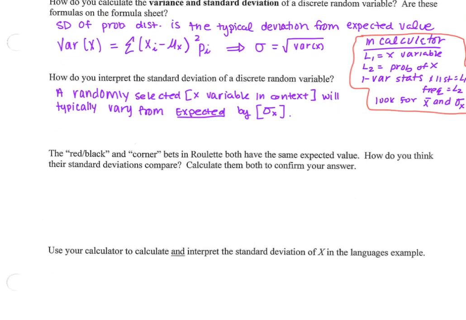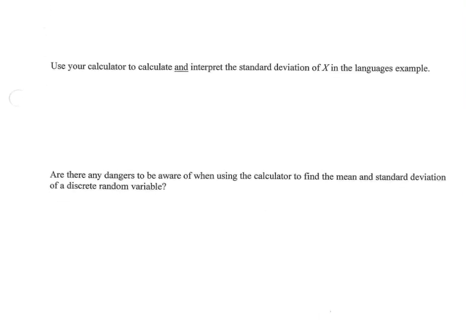So let's go back to the languages example. We're going to calculate and interpret the standard deviation of the languages. So from the previous page, we got that the expected value was 1.457. And sometimes they'll use the notation mu of x. So just be aware of that, especially inside formula sheets. We're going to do it by hand once, and then you can pause and try it in your calculator to see if you get the same answer.